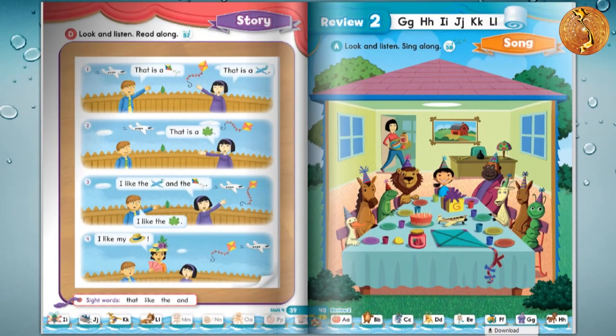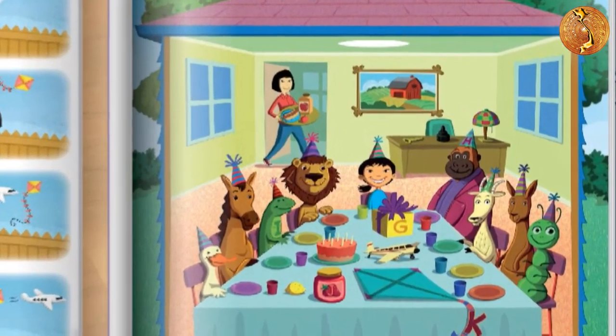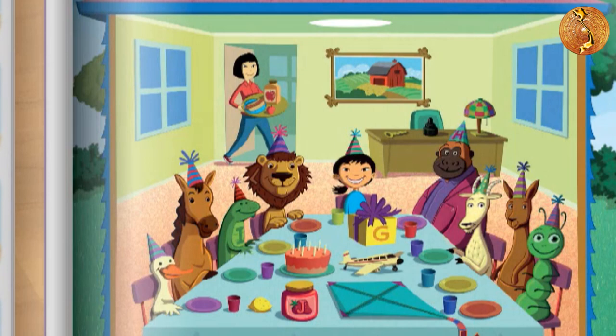Page 40. Review 2. The letters G, H, I, J, K, L. Song. A. Look and listen. Sing along.